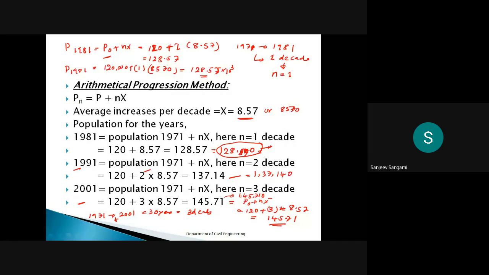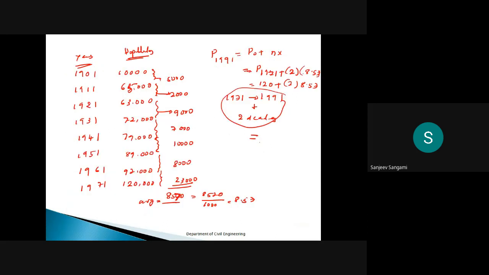So this is the complete understanding of the arithmetic increase method. See, why I'm spending more time here is that if you understood this, then the geometric increase method, and the third one, which is a mixture of the arithmetic increase method and the geometric increase method, will be easy. So this is about the problem. If you have any difficulty, you can chat with me in the chat box.